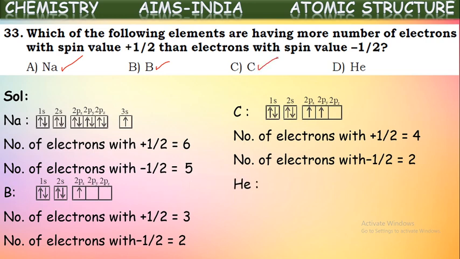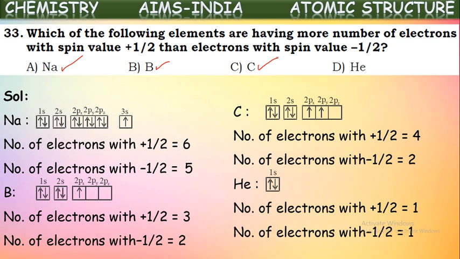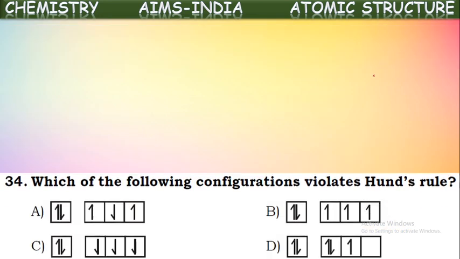Let us see helium. Atomic number is 2 and its configuration is just 1s2. So electrons with the clockwise spin, only 1, and electrons with anti-clockwise spin also only 1. Both are the same number, so it won't come under this. Only the first 3 elements, sodium, boron, carbon, have more electrons with the positive spin than electrons with the negative spin. Okay, next one.